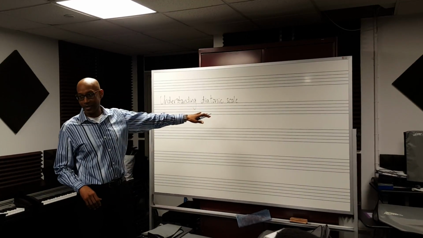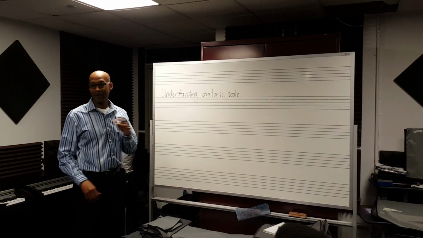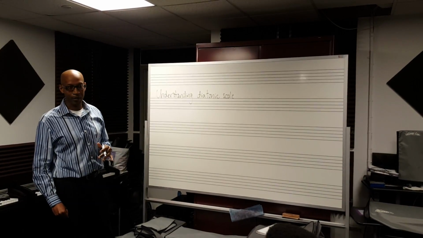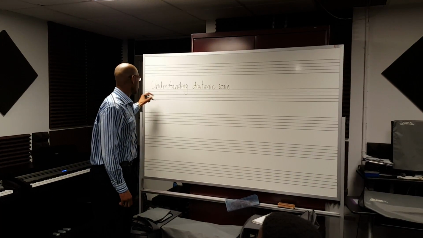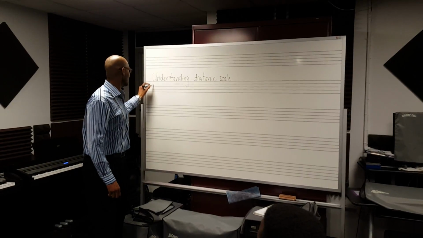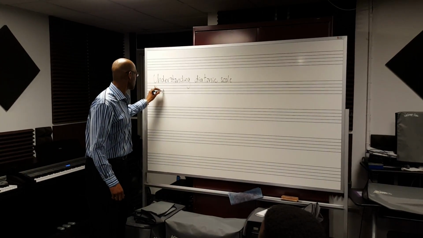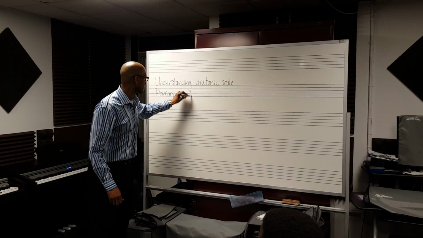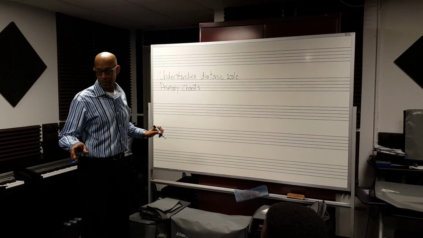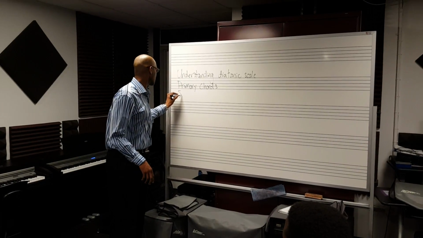Once we understand the diatonic scale, we're going to find out what the primary chords and the secondary chords are from those scales, okay? So from the diatonic scales, we're going to find the primary chords. And what's the second one? The secondary chords.